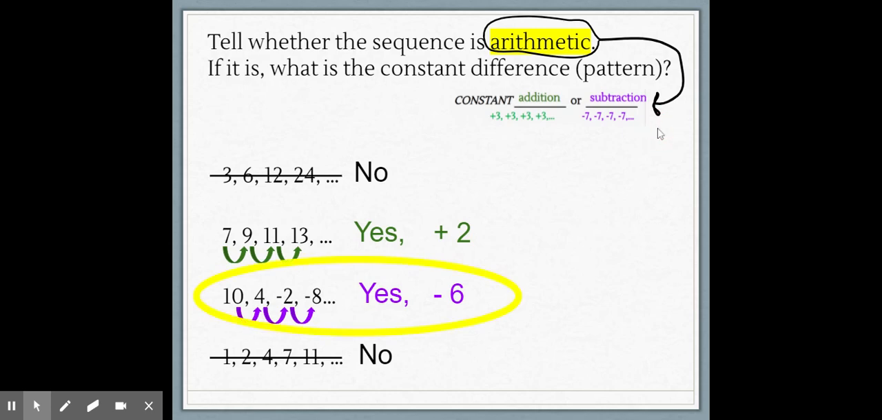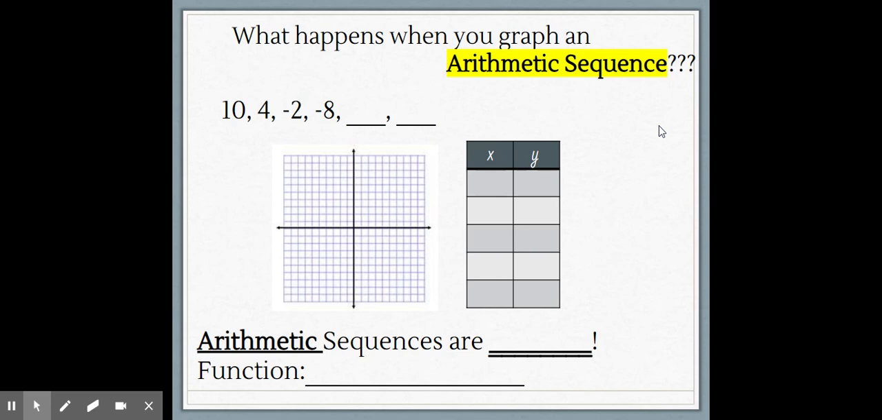Let's specifically take a look at the sequence that I've circled here in yellow. What happens if you graph this sequence? Well, let's try graphing it. Let's create a table. Term 1 is 10, term 2 is 4, term 3 is -2, and term 4 is -8. Those are each of the terms in that sequence, so we're going to call them the x values. Of course, the y values would be the actual numbers in the sequence.